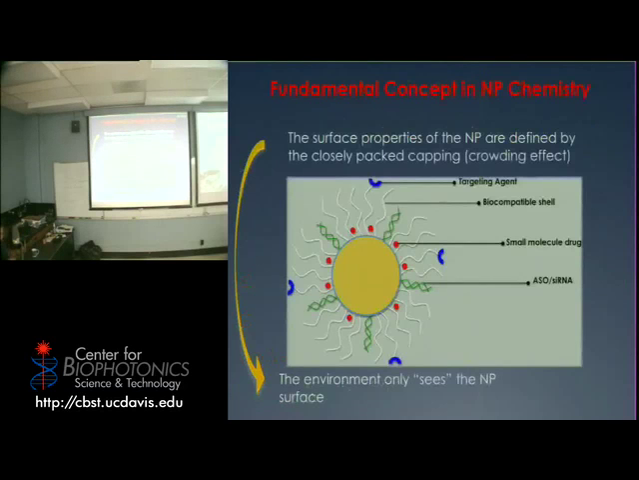And this is essentially an extension of what I just said. So this is the fundamental concept in nanoparticle chemistry for drug delivery application or imaging application. Anything that you can see as a nanoparticle being essentially introduced into a living organism.